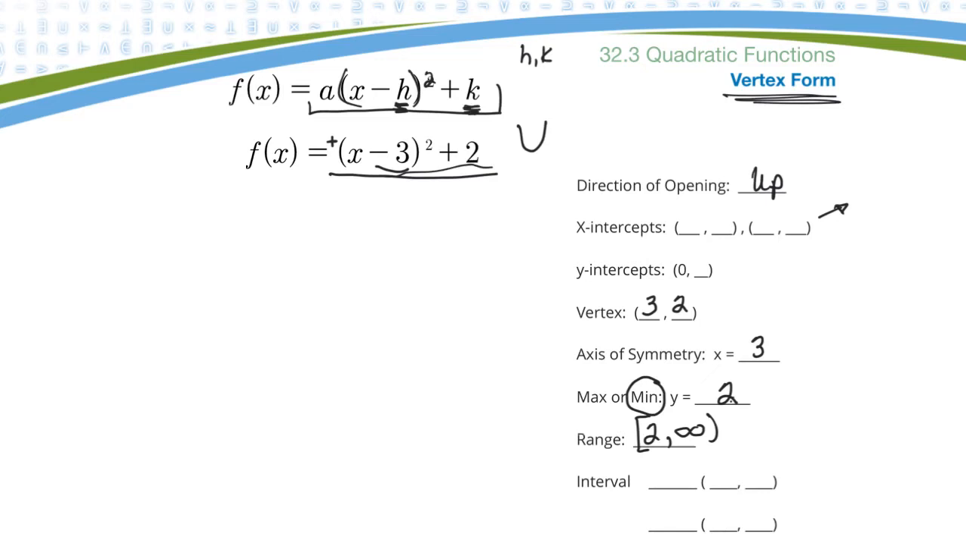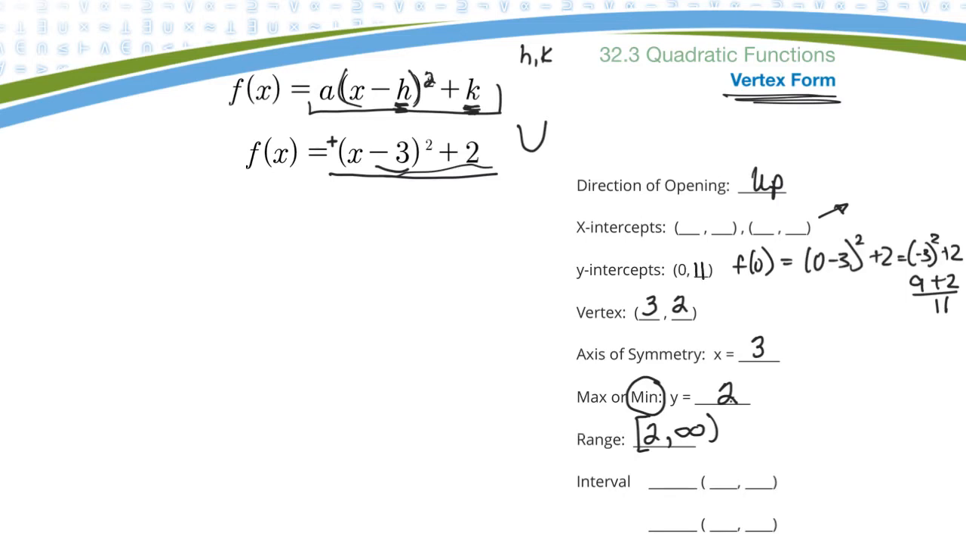To determine the y-intercept, you put a 0 in everywhere you see an x. So in this function that I have there, I'm just going to do it over here. I'm going to put in a 0 everywhere I see an x. So 0 take away 3 squared plus 2. So 0 take away 3 is negative 3, so it'll be negative 3 squared plus 2. Negative 3 squared is a positive 9 plus 2, so that's going to be equal to 11. So the y-intercept will be 0 and 11.